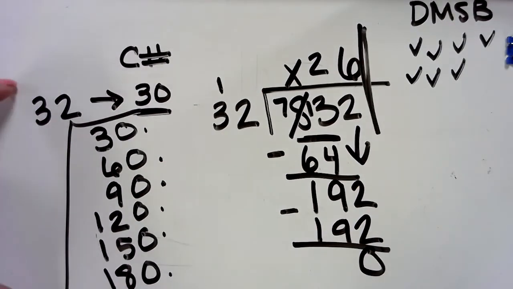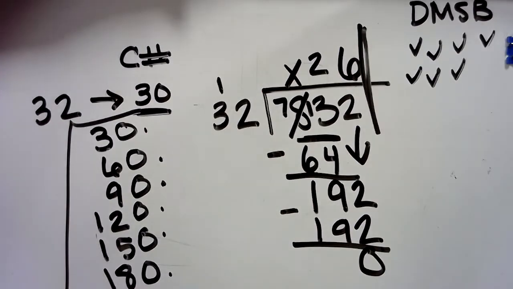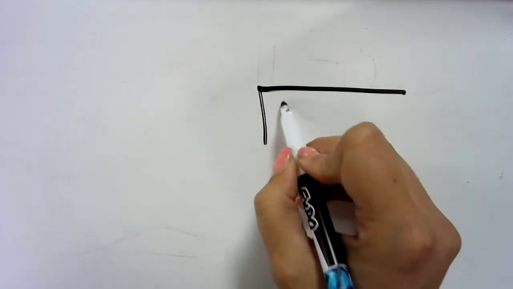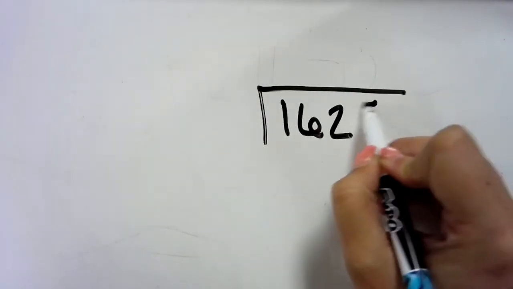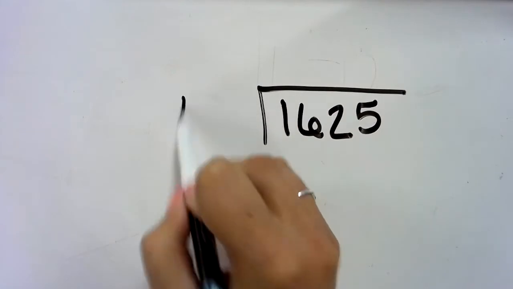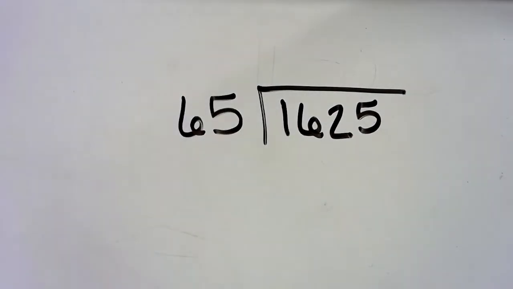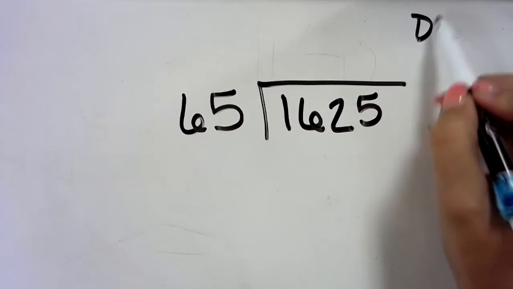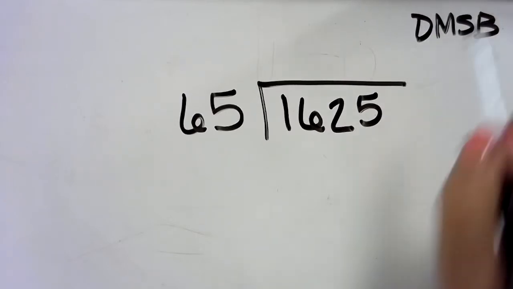Okay, so we are going to create compatible numbers to divide those. Okay, our next one that I want you to work is 1,625 divided by 65. This is a really hard one, okay? So again, DMSB, this will be our last one.